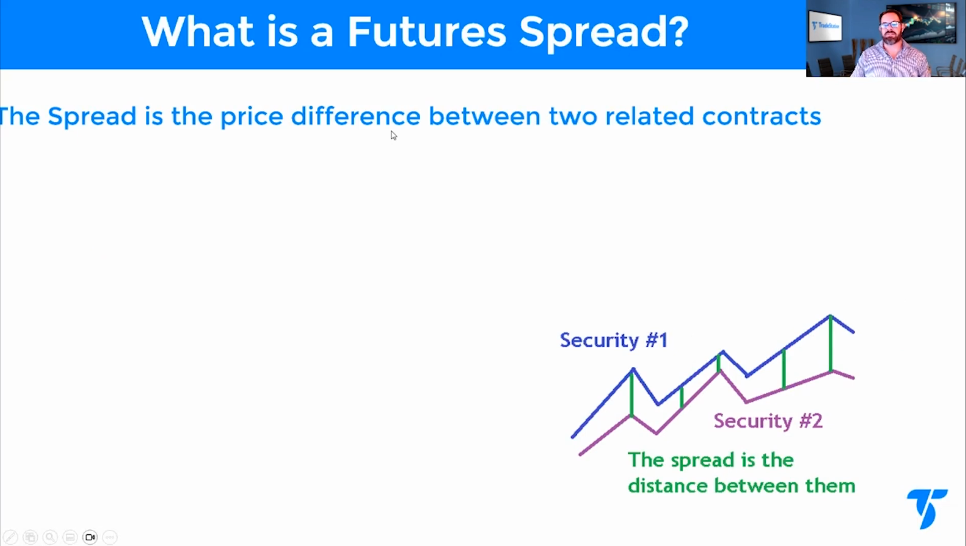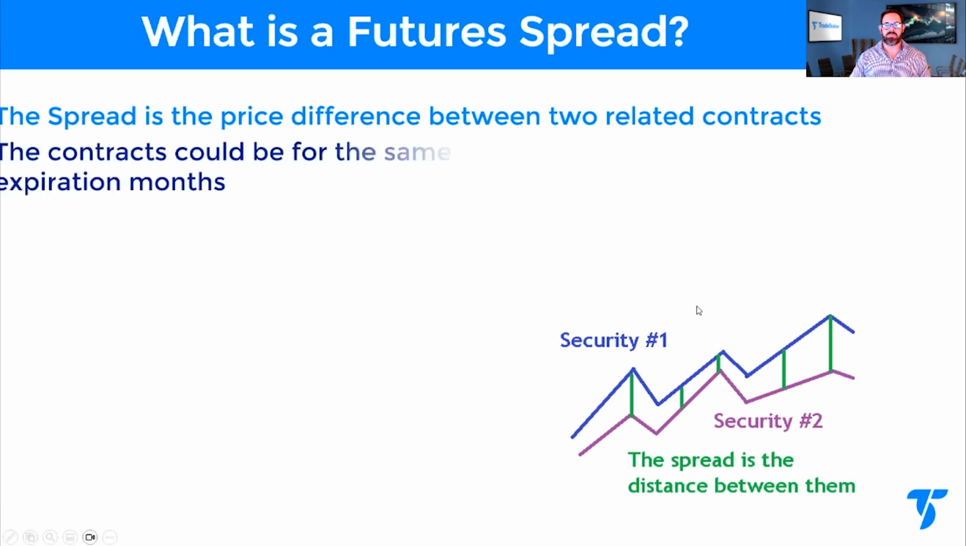It's the price difference between two related contracts. You see the green right there, getting wider, getting narrower, getting wider. So spreads can widen or spreads can narrow. And you could buy the spread for it to widen and grow in value, or you can sell the spread anticipating it shrinks in value or drops in value.